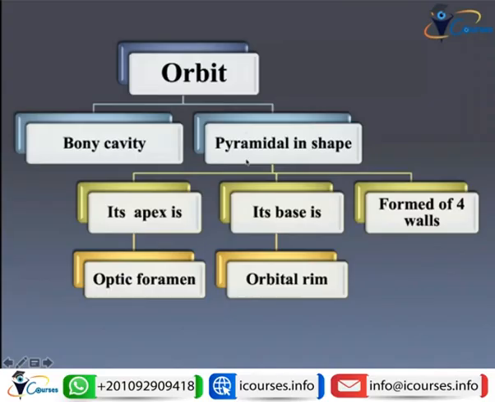And by saying pyramid, you may think of the pyramids of the Egyptians, so you may think it has 3 walls. But the surprise here is that it is a quadrangular pyramid, so it is formed of 4 walls.